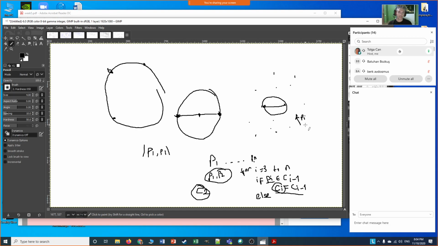Just like when we were updating Vi, if it was not included in the half space of the current constraint, the next extreme point should be on the line bounding that half plane. It's very similar to that. If Pi is outside the current circle, the minimum circle has to have Pi on its surface.